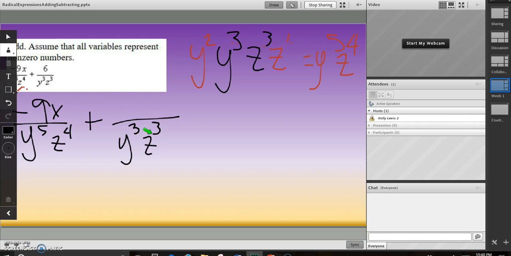The second guy, I need to multiply by y squared z. Y squared z. And whatever you do to the bottom, you have to do to the top.